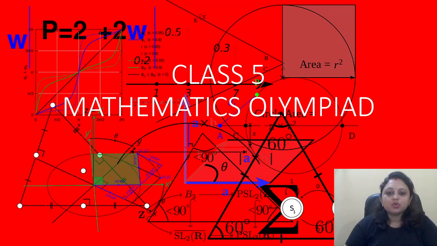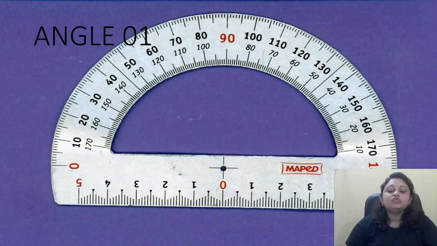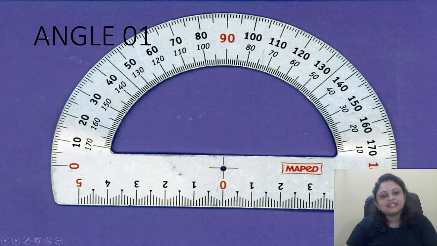So today we are going to read for class 5 Mathematics Olympiad. And in class 5 Mathematics Olympiad, which chapter are we going to read? We are going to start a new chapter, that is angle. Okay? So are you all ready for it? Yes. So let's get started.